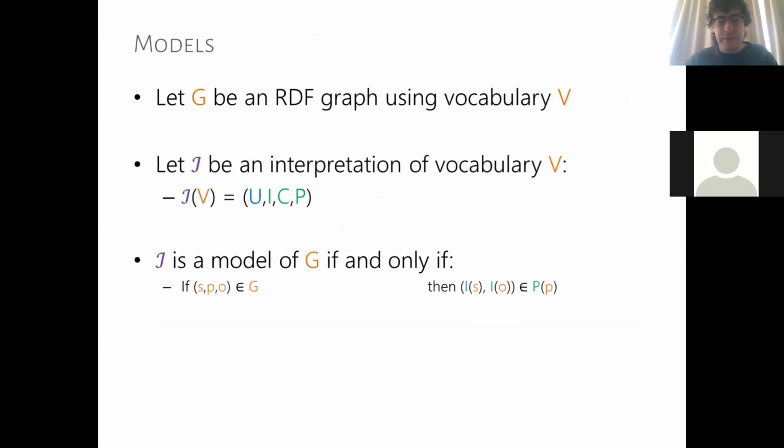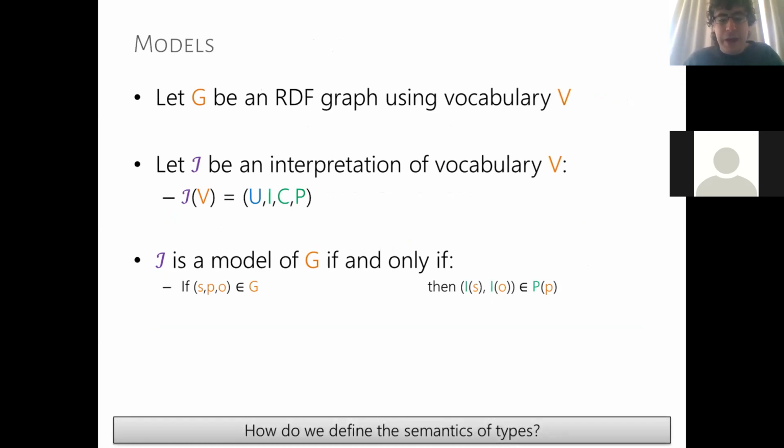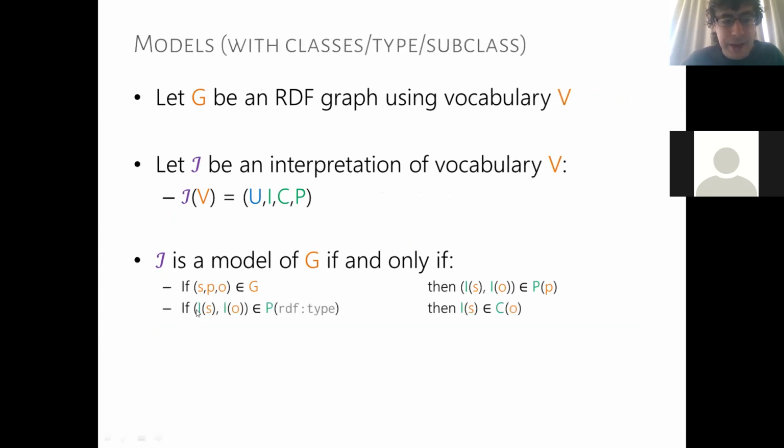So this is how we start to define what interpretations, what possible worlds, can explain the data in a way. So how do we define the semantics of types? Well, if the interpretation of the individual S and the interpretation of the individual O are in the interpretation of the property RDF type, which is a special property that we have in the standard, then what do we conclude from that? We can conclude that the interpretation of S must be in the interpretation of O as a class.